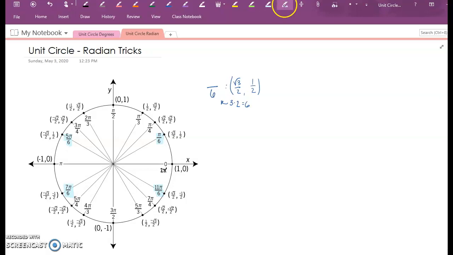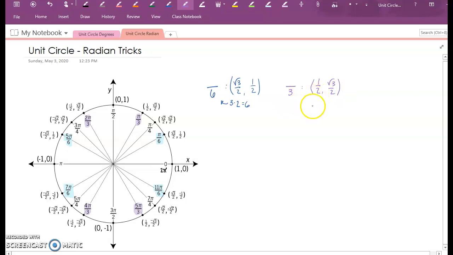On the other hand, we have pi over 3, 2 pi over 3, 4 pi over 3, and 5 pi over 3. You notice that with a denominator of 3, it's the opposite. So we have 1/2 first, comma, square root 3 over 2 second. We can remember that 1/2 goes first with anything with a denominator of 3 because 1 plus 2 equals 3, which gets me my denominator of 3. So that's my trick for the 3 and the 6.